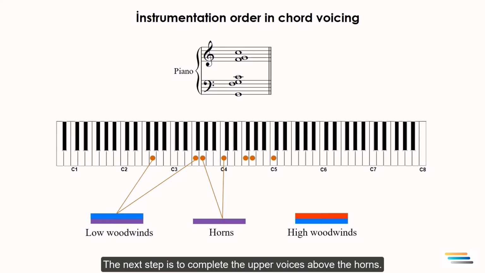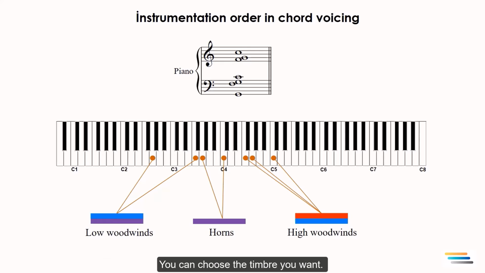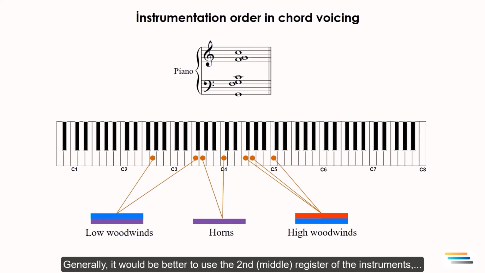The next step is to complete the upper voices above the horns. You can choose the timbre you want. It could be just hot or cold, or mixed timbre. I want to use one English horn and two clarinets. Generally, it would be better to use the second, middle register of the instruments, as they are available to play at any dynamic from soft to strong.